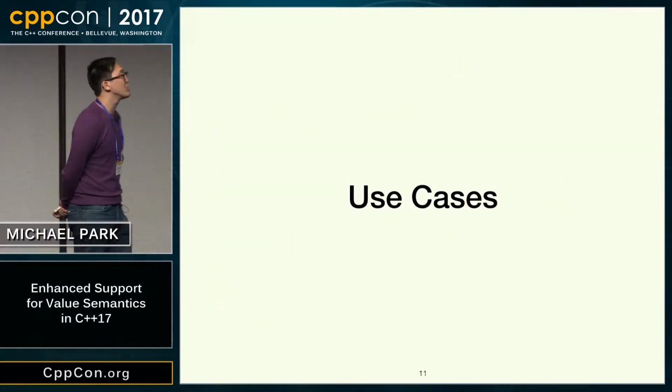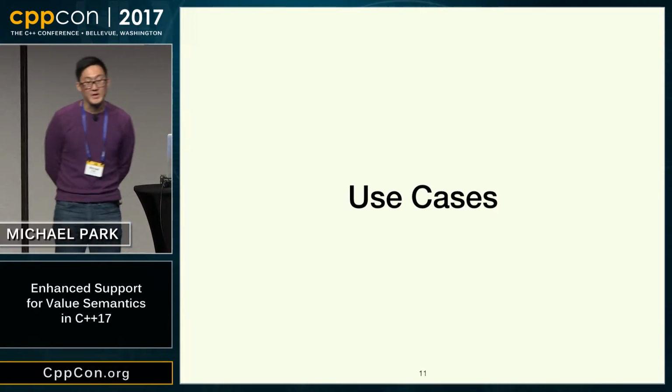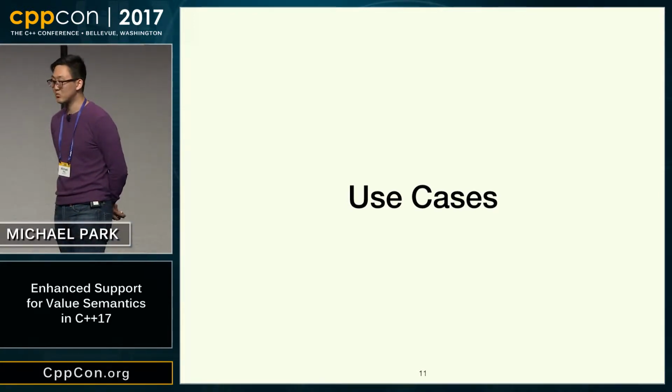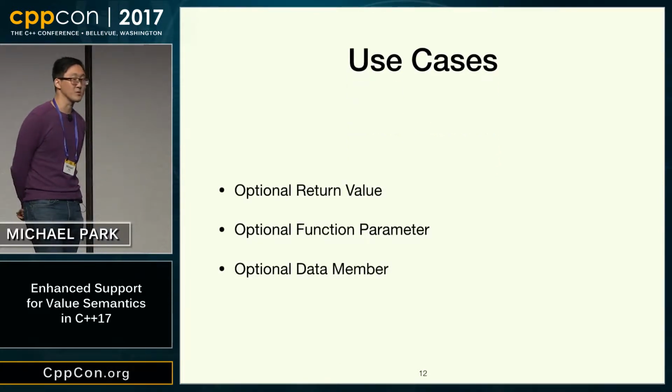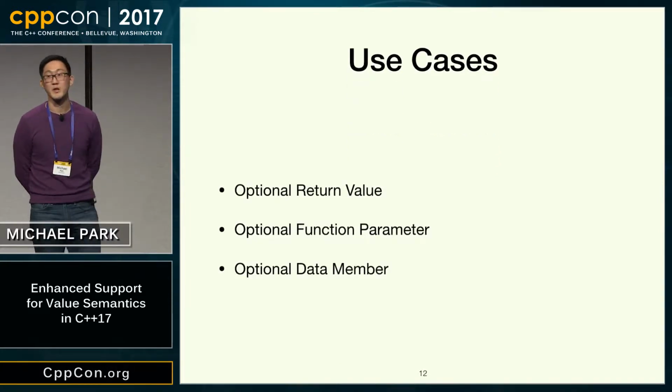So I want to talk about some use cases where you can actually replace some existing practices with optional. And the 3 use cases that I want to cover are optional return values, function parameters, and data members.